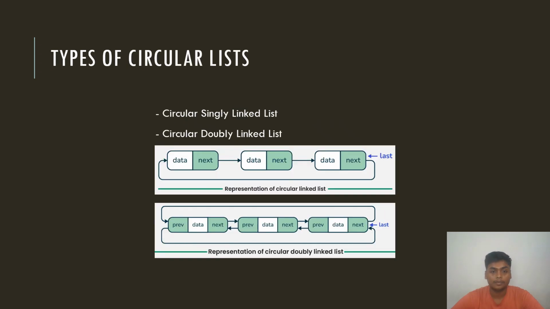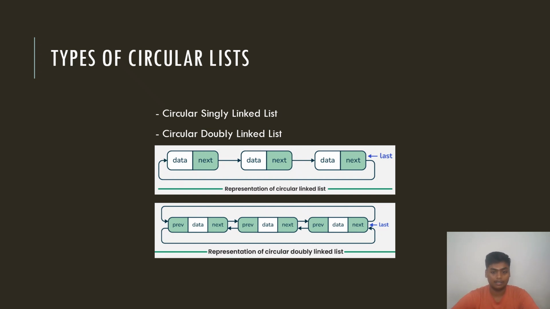Moving on, types of circular lists. There are two types of circular lists: the circular singly linked list and the circular doubly linked list. From the representation here, we can see that the singly linked list has data in the first block, and the next block is the next pointer that will be pointing to the next node, and the last node will be pointing back to the first node.